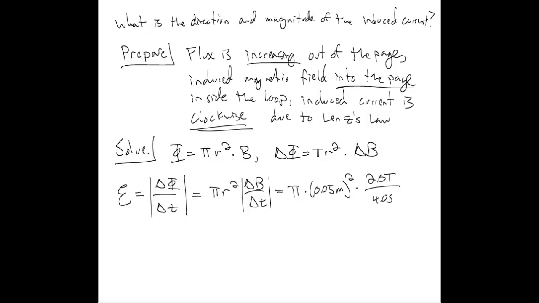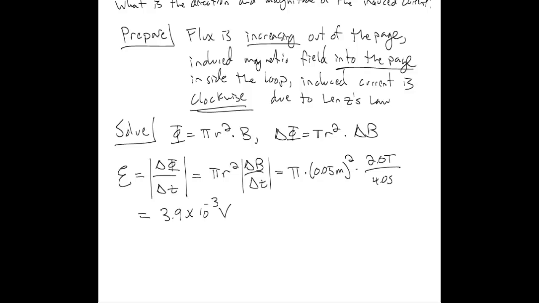And plugging in our numbers, we get a result for the EMF that's induced in the loop of 3.9 times 10 to the minus 3 volts. Now that sounds like a really small EMF, but it's also a really small resistance inside the loop. Now how do we figure out the current?